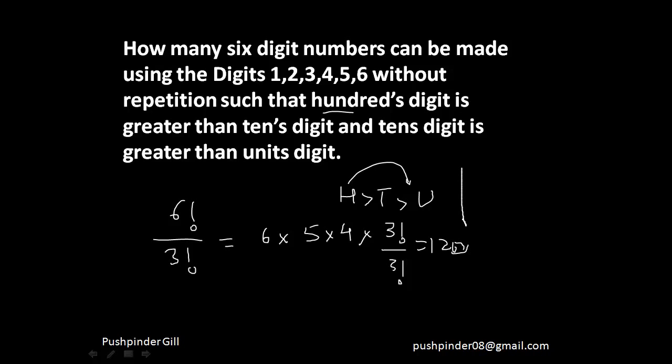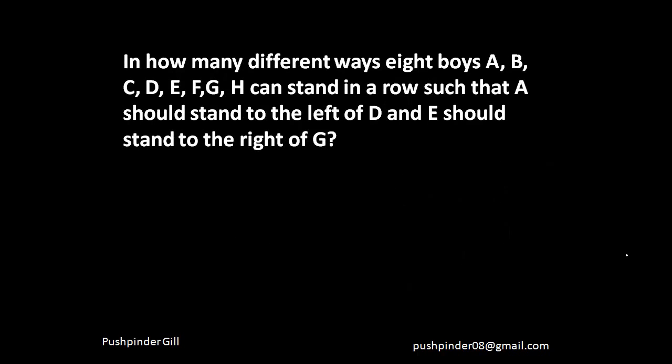Let's suppose I ask you a question: there are digits 1, 2, 3, 4, 5. In how many ways can you form 5-digit numbers such that the tens digit has to be greater than the hundreds digit? So it's 5 factorial by 2 factorial, isn't it? Just divide the total number of ways by the number of ways the identical things can arrange themselves. So this would definitely give you a straightforward and easy answer. So I hope you've understood this. Let's move to the next question.